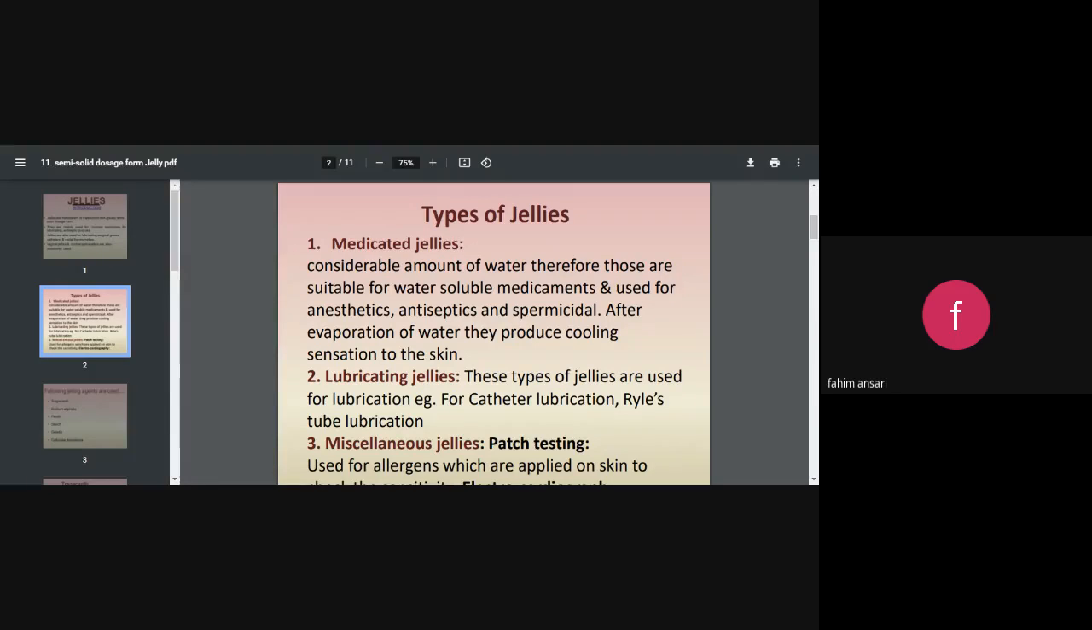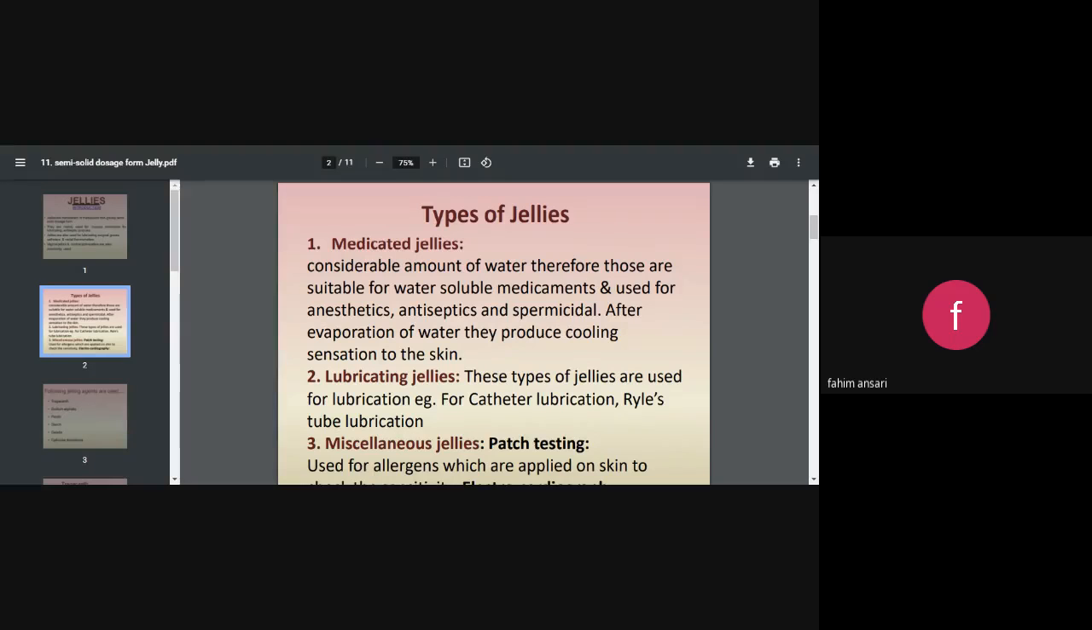Second is the lubricating jellies. As the name indicates, they are for lubrication purposes. We have to lubricate the catheter before inserting it into sterile places of the body. When we insert something into sterile places of the body, then we have to use sterile jellies. The lubricating jellies are sterile, to prevent any infection on the skin.